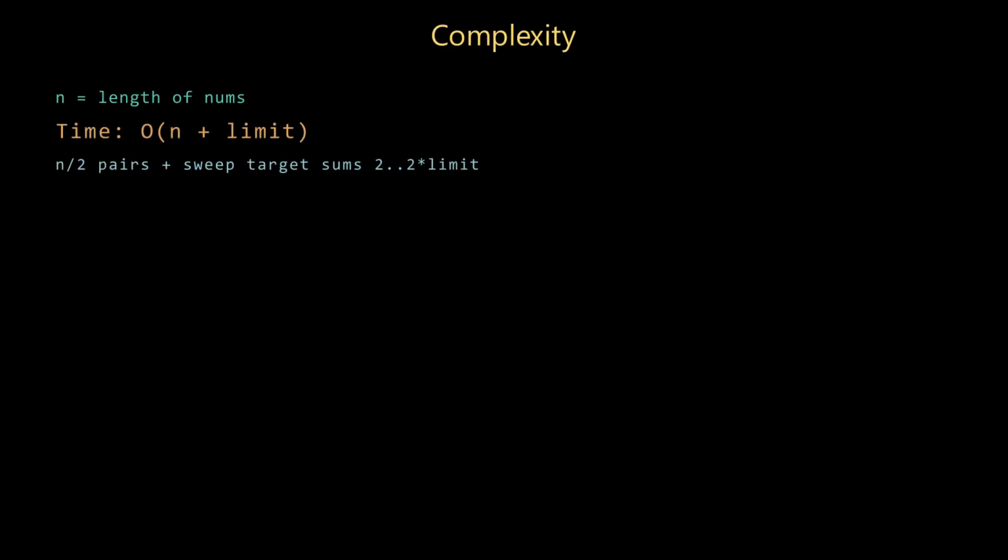Time is O of n plus limit. We process each mirrored pair once, then sweep all possible target sums. Space is O of limit for the difference array over target sums.